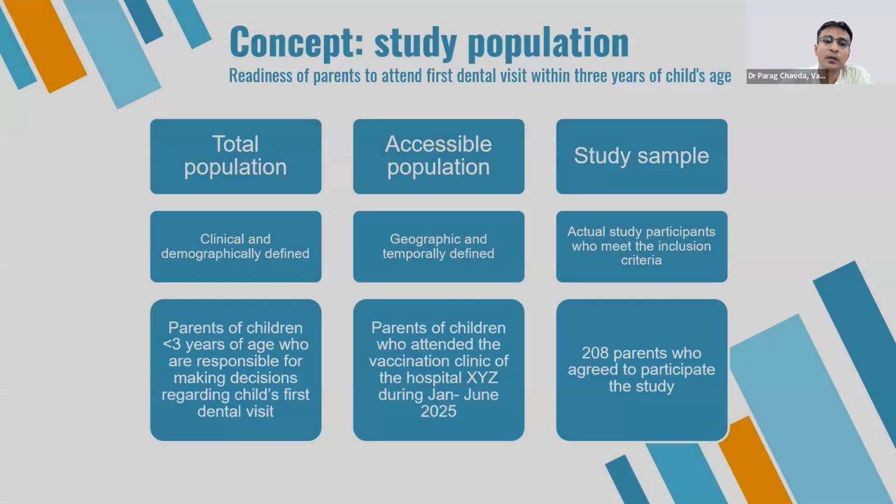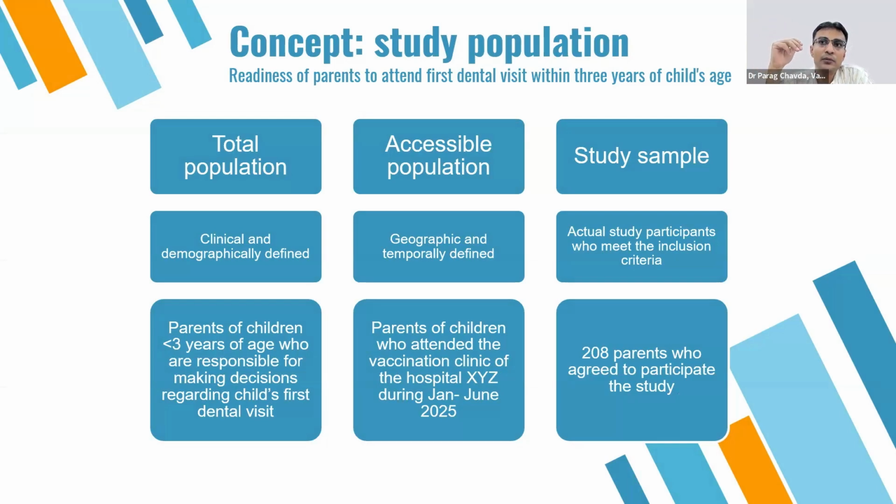Let's take the next example, which is interesting. This comes from dental sciences. It is the readiness of parents to attend the first dental visit within 3 years of a child's age. Dental problems are increasing, and otherwise we did not think that children under 3 years of age might need a dentist visit. But the problems are such that parents should be taking the children to dentists.